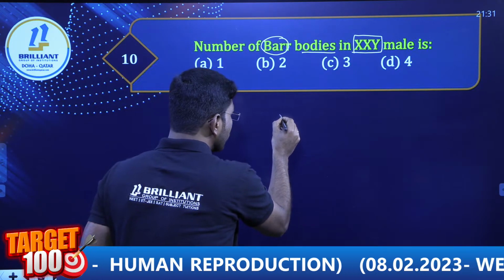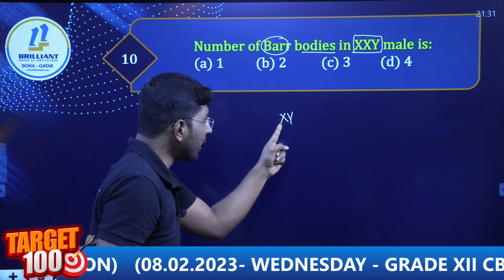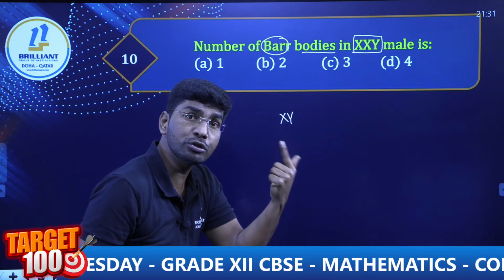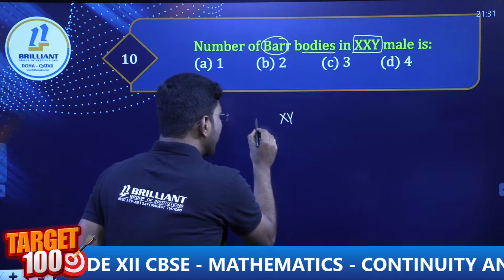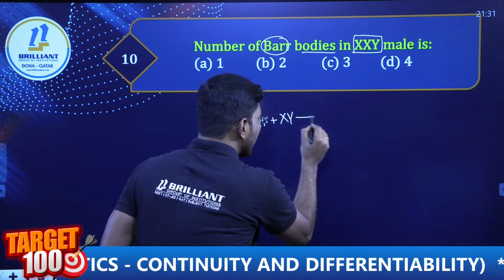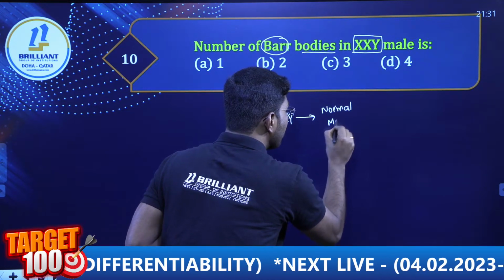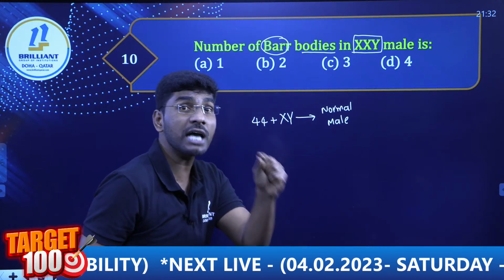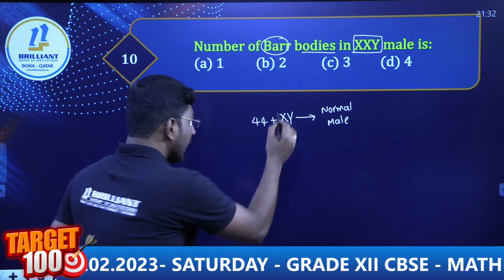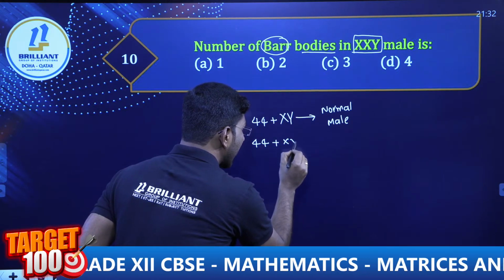Here, in the case of males, XY chromosomes are there, right? One X chromosome is there, and it is functional throughout life. So there is no Barr body. That means the normal 44 plus XY. This condition, the normal male, I can write as without Barr body. Remember, zero Barr body.